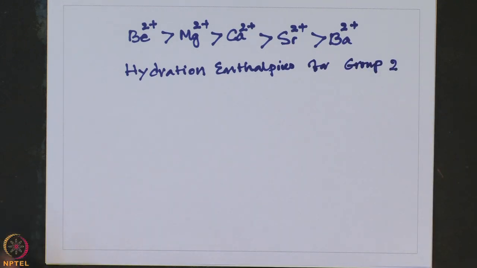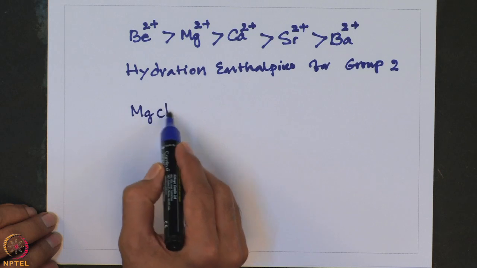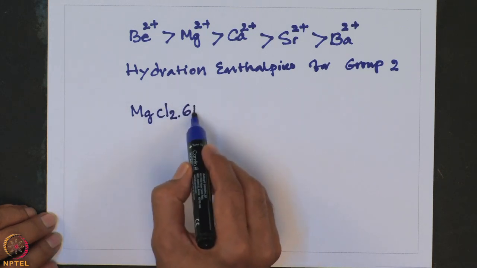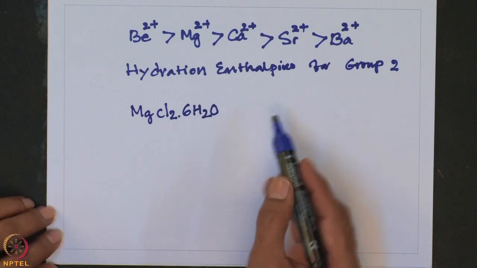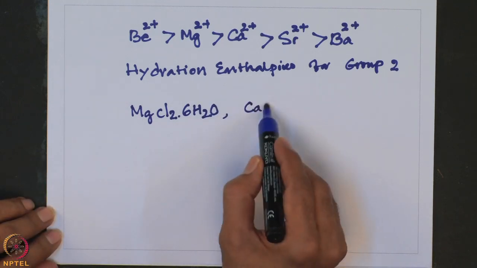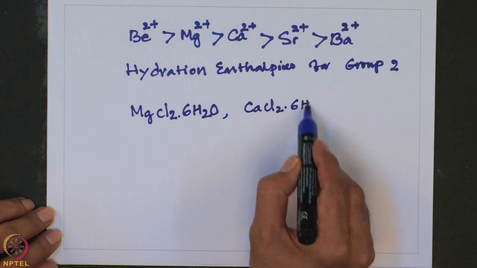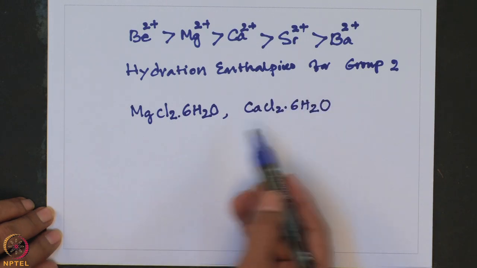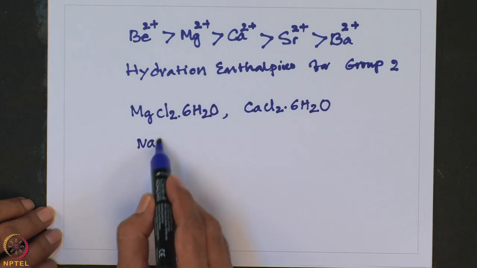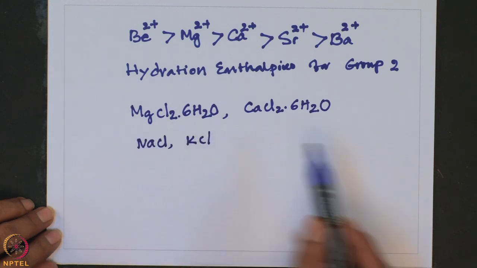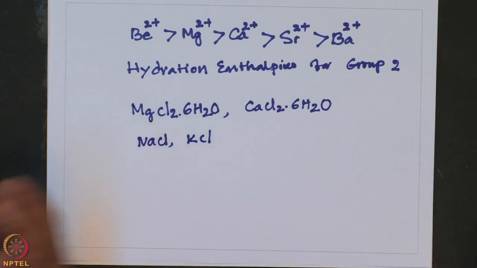So, due to the smaller size and higher charge, group 2 elements are more extensively hydrated compared to group 1 elements. For example, magnesium chloride is MgCl2·6H2O, that means it has 6 water molecules. Similarly, calcium chloride can take up to 6 water molecules. If we compare these with sodium chloride or potassium chloride, they do not form hydrates. So, that is the difference between group 1 and group 2 elements.